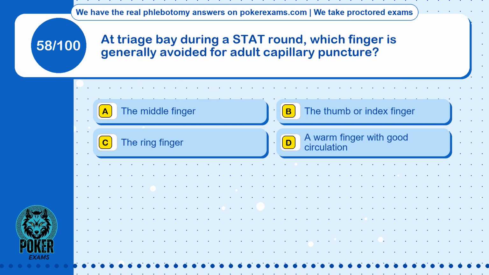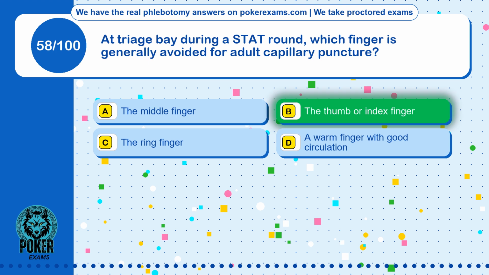Question 58. At triage bay during a stat round, which finger is generally avoided for adult capillary puncture? Option A. The middle finger. Option B. The thumb or index finger. Option C. The ring finger. Option D. A warm finger with good circulation.